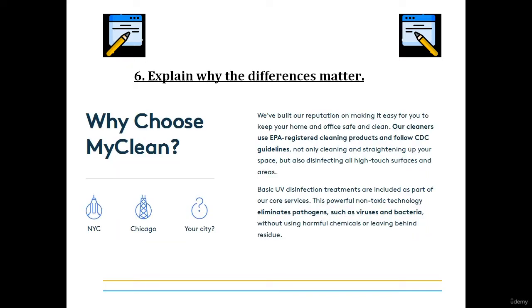6. Explain why the differences matter. As we discussed earlier in the course, don't expect a mere statement of what's what to make the strongest case for you. Always add why that's important, the so what. For instance, we use HEPA filter vacuum cleaners to clear the home of allergens and toxic pollutants so your family breathes more easily afterwards.